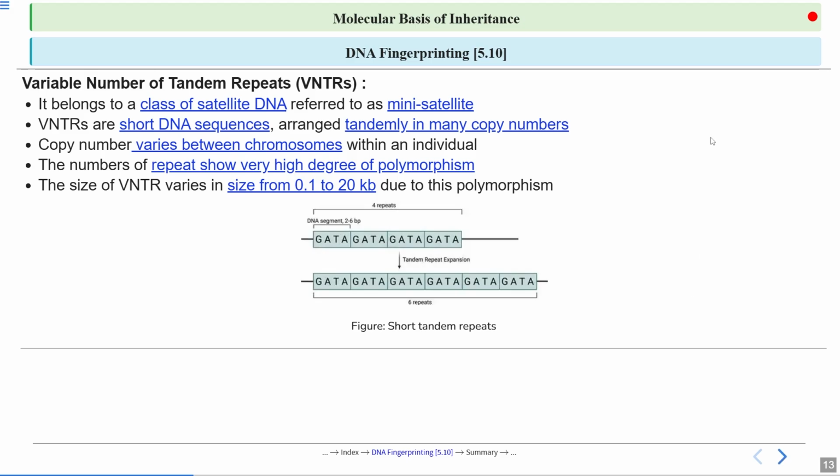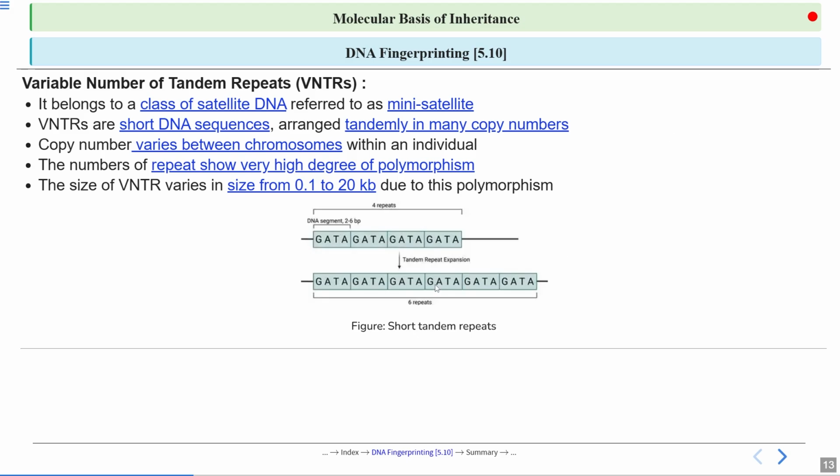So understand now. Alec Jeffreys used this satellite DNA with high polymorphism as a probe, and he gave that probe the name variable number of tandem repeats. So now we understand what variable number of tandem repeats is. It belongs to the satellite DNA class called mini satellite. VNTRs are short DNA sequences, and they are arranged tandemly in many copy numbers.